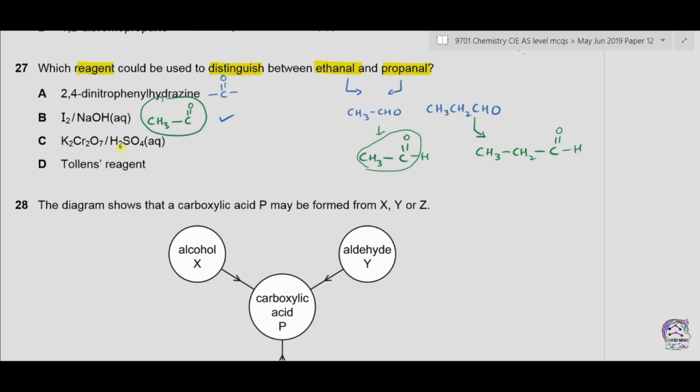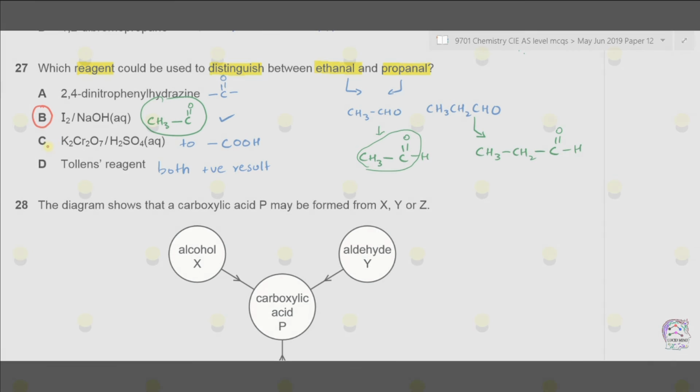C is potassium dichromate in the presence of sulfuric acid, as it is a strong oxidizing agent, so both ethanal and propanal will be oxidized to carboxylic acid groups. So both cannot be distinguished by this test. D is Tollens reagent. Both of these compounds are aldehydes, so therefore both give a positive result with Tollens reagent. So only the iodoform test can be used to distinguish between ethanal and propanal.